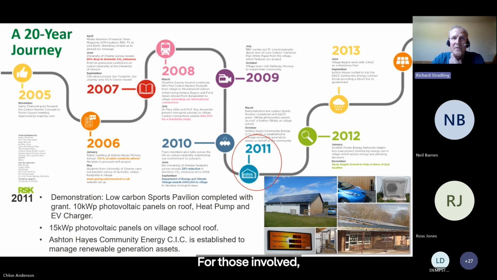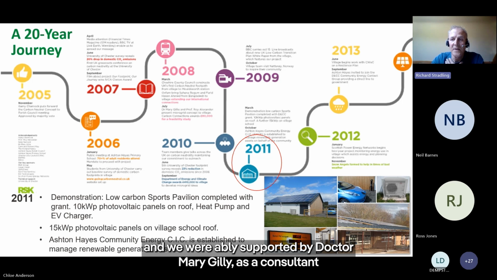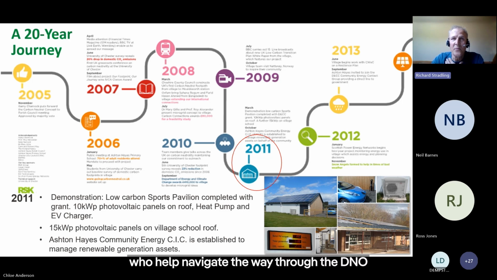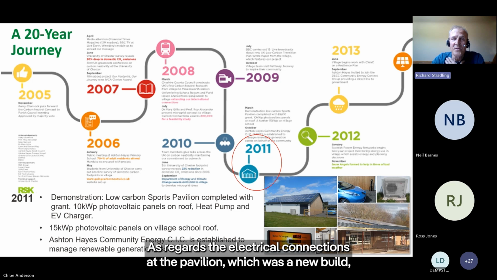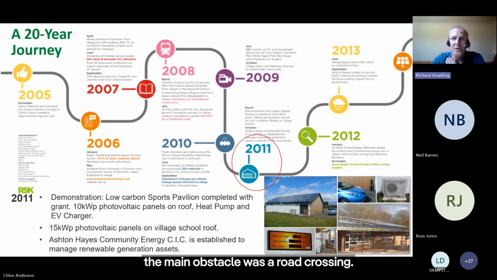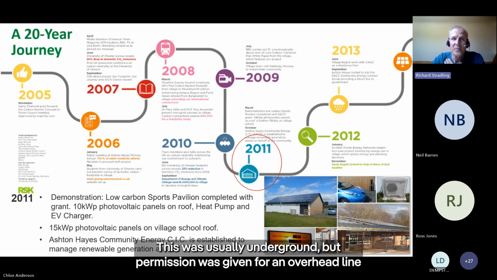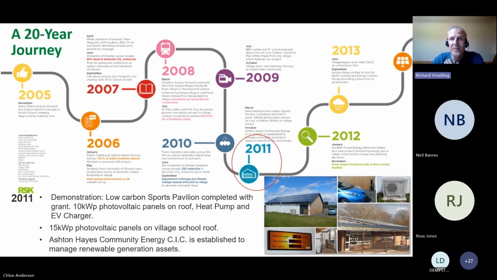For those involved, there was a lot of bold decision making, and we were ably supported by Dr. Mary Gilly as a consultant who helped navigate the way through the DNO pathways and processes. As regards the electrical connections at the pavilion, which was a new build, the main obstacle was a road crossing. This was usually underground, but permission was given for an overhead line and then a relatively simple trench at low cost within the budget available.